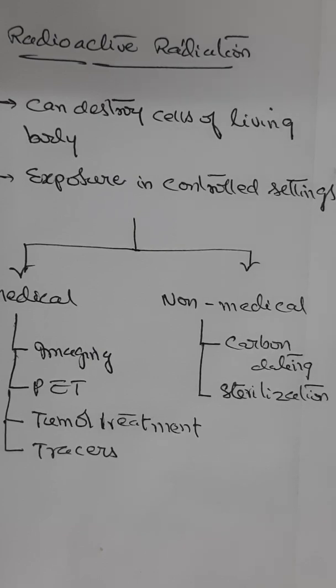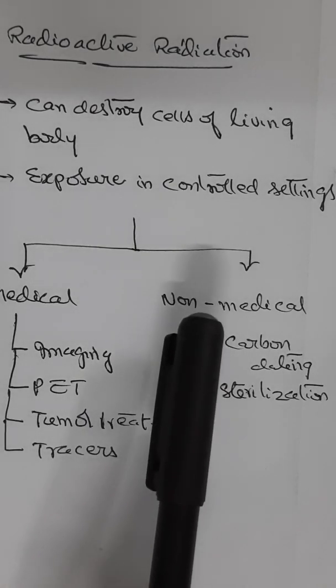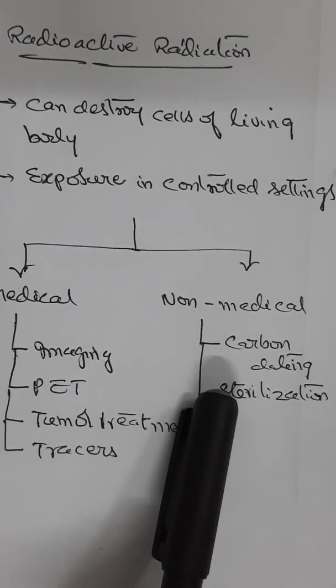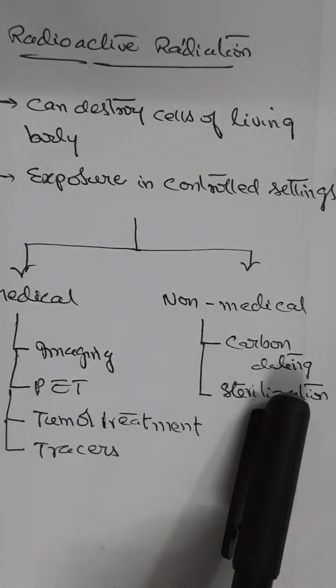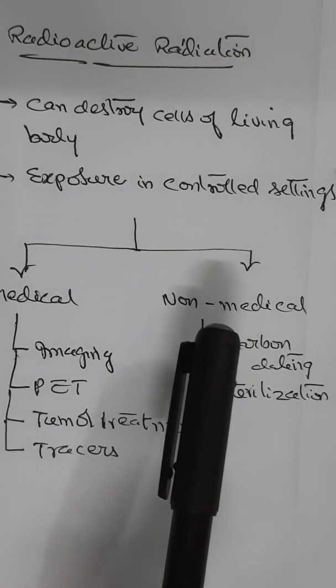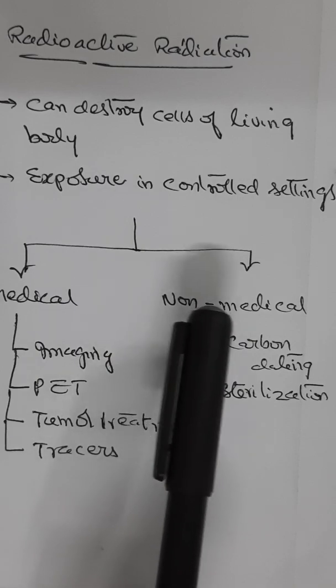When you look at non-medical uses, they are used for carbon dating, sterilization of equipment and food items, etc. These are the broad categories of radioactive radiation usage. Let us understand them one after another. First, we shall focus on the non-medical applications: carbon dating, and sterilization of food and equipment, and then we'll come back to medical applications with a conclusion.